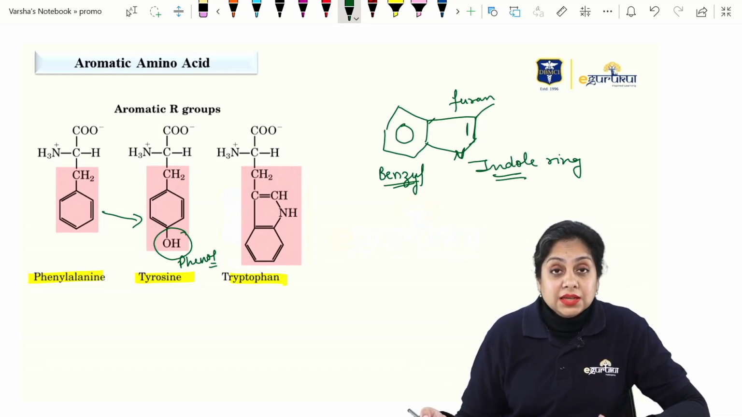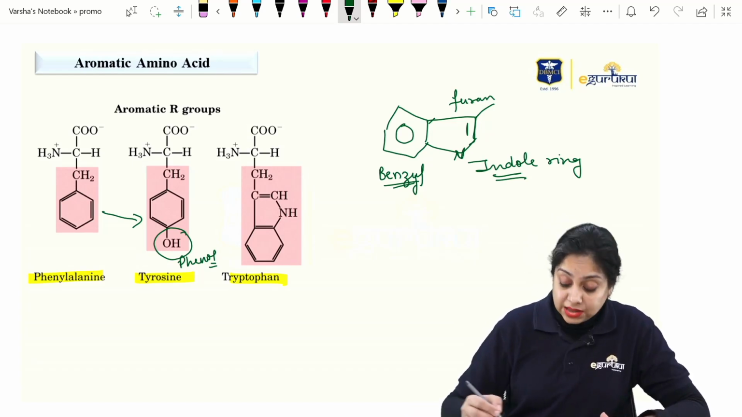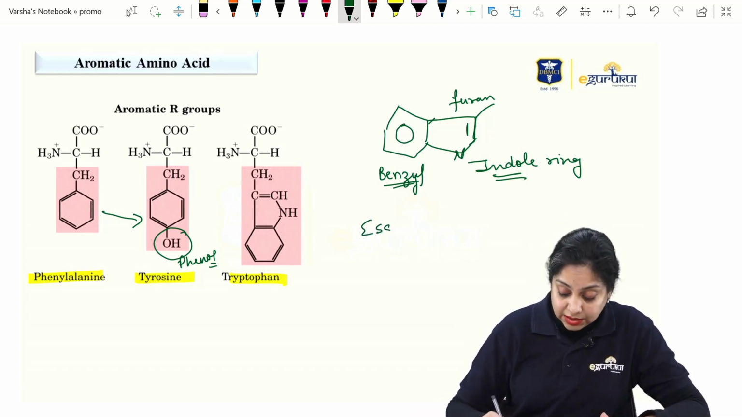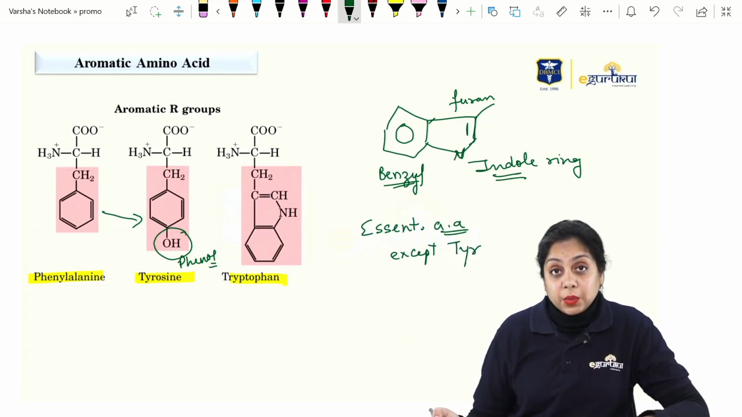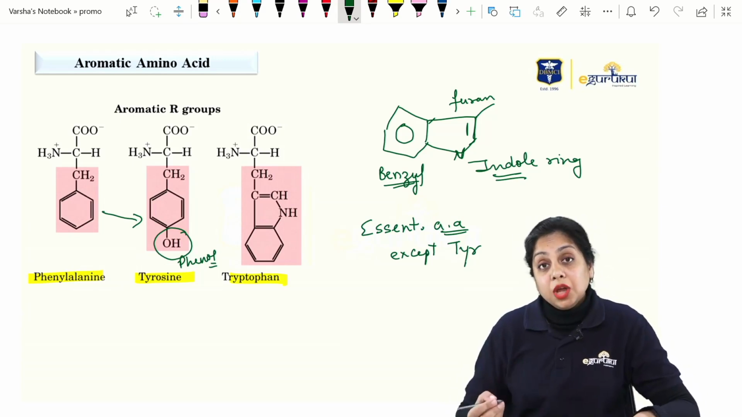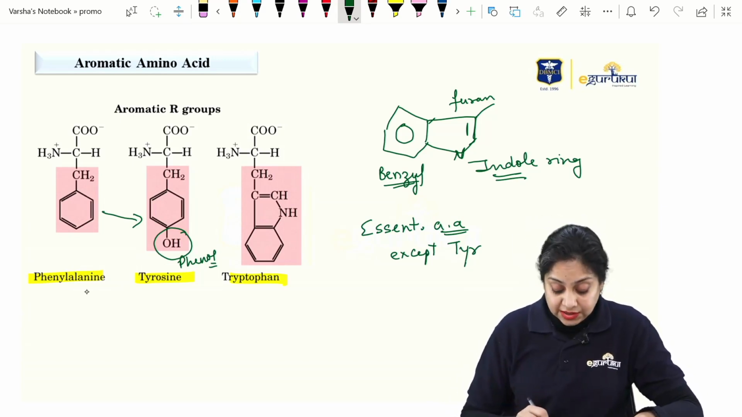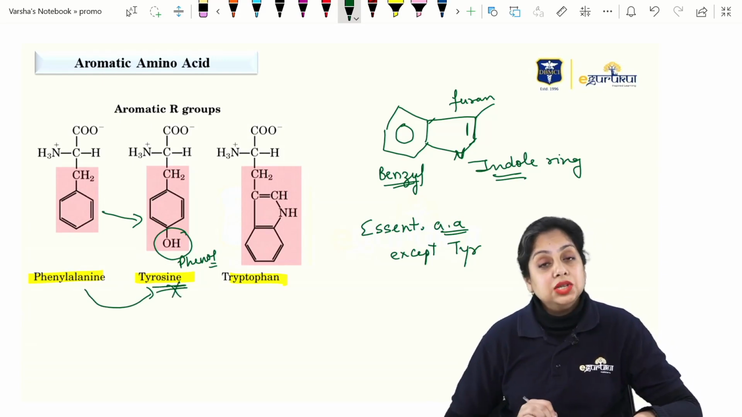Now, these ring structures are very difficult for the body to make, so they come under essential amino acids. All aromatic amino acids are essential except tyrosine. Why did I say it this way? Because tyrosine can be synthesized from phenylalanine, so it is not considered an essential amino acid.